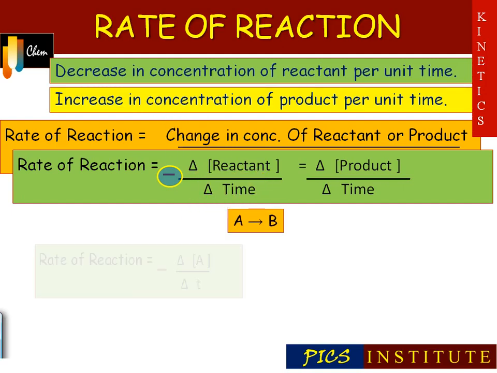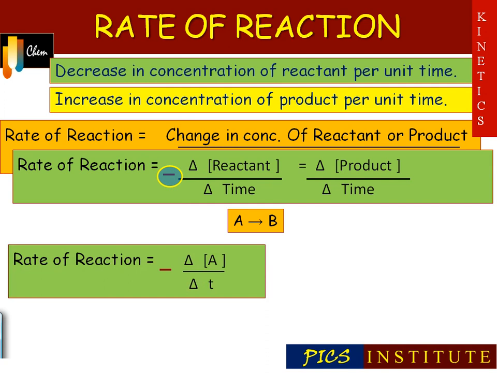So let's have a reaction, A gives B. Its rate expression can be written as rate of reaction equals minus delta A divided by delta t. The minus sign has no mathematical significance. It simply represents that the concentration of A decreases with passage of time. So always remember, whenever you write the expression in terms of reactant, you should put a negative sign before the concentration of reactant.